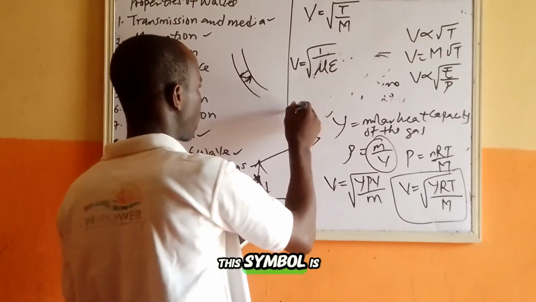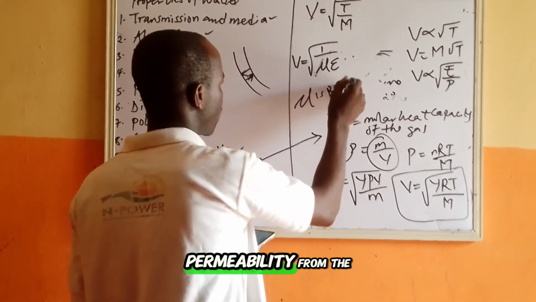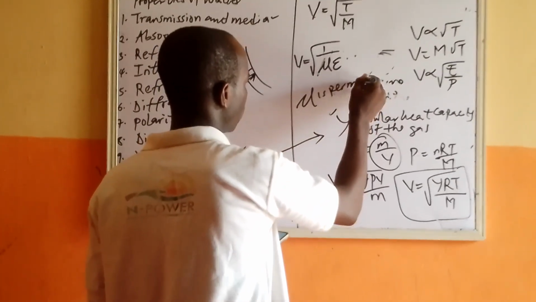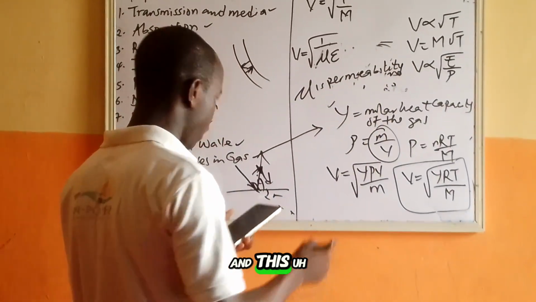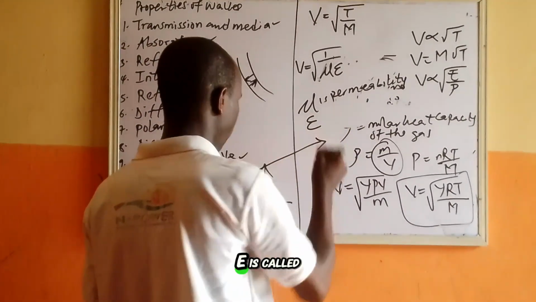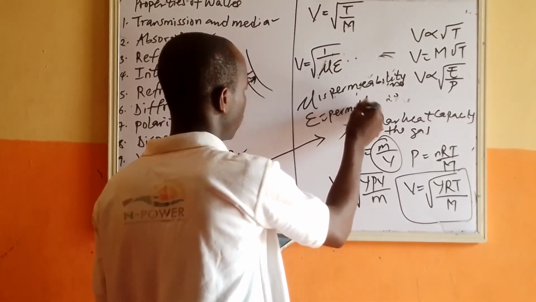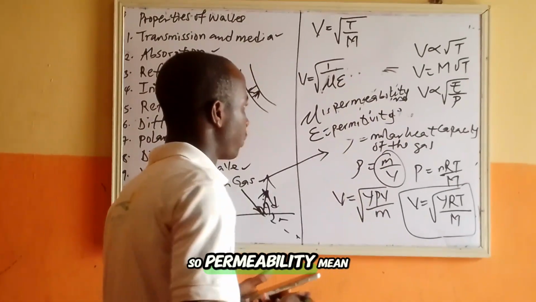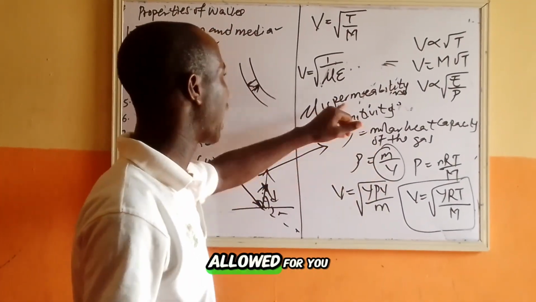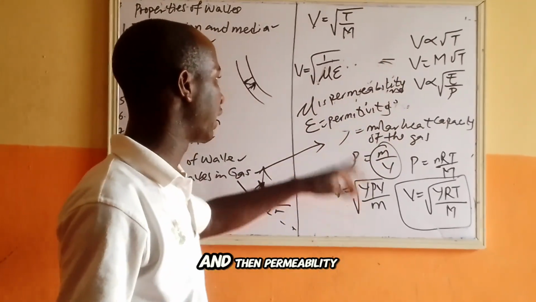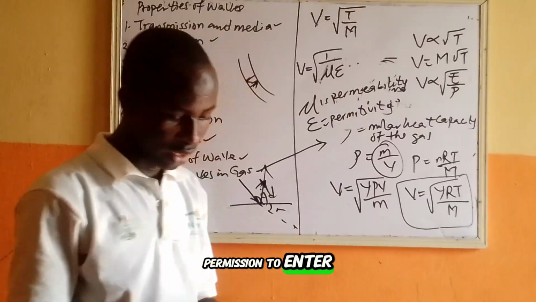This symbol mu is called permeability, from the word permeable. And this one that looks like E, epsilon, is called permittivity. Permeability means it was being permeable, it was being allowed to enter, and permittivity gives it permission to enter into it.